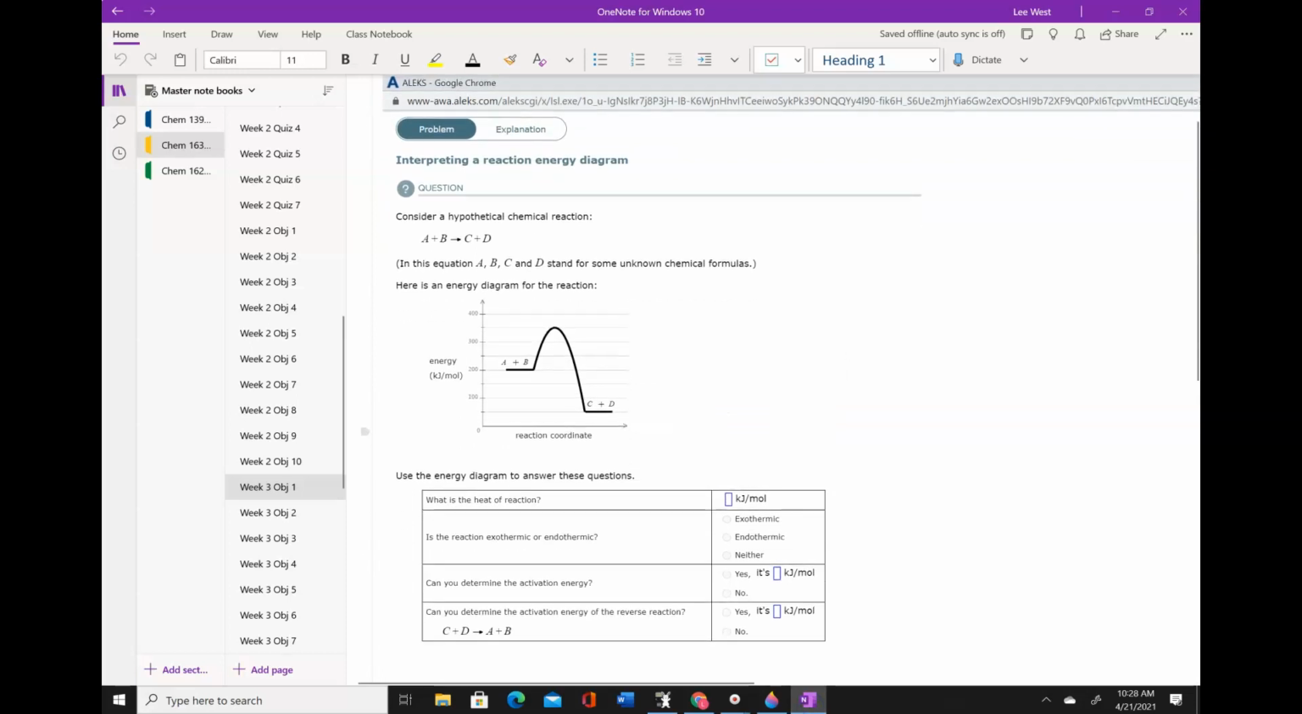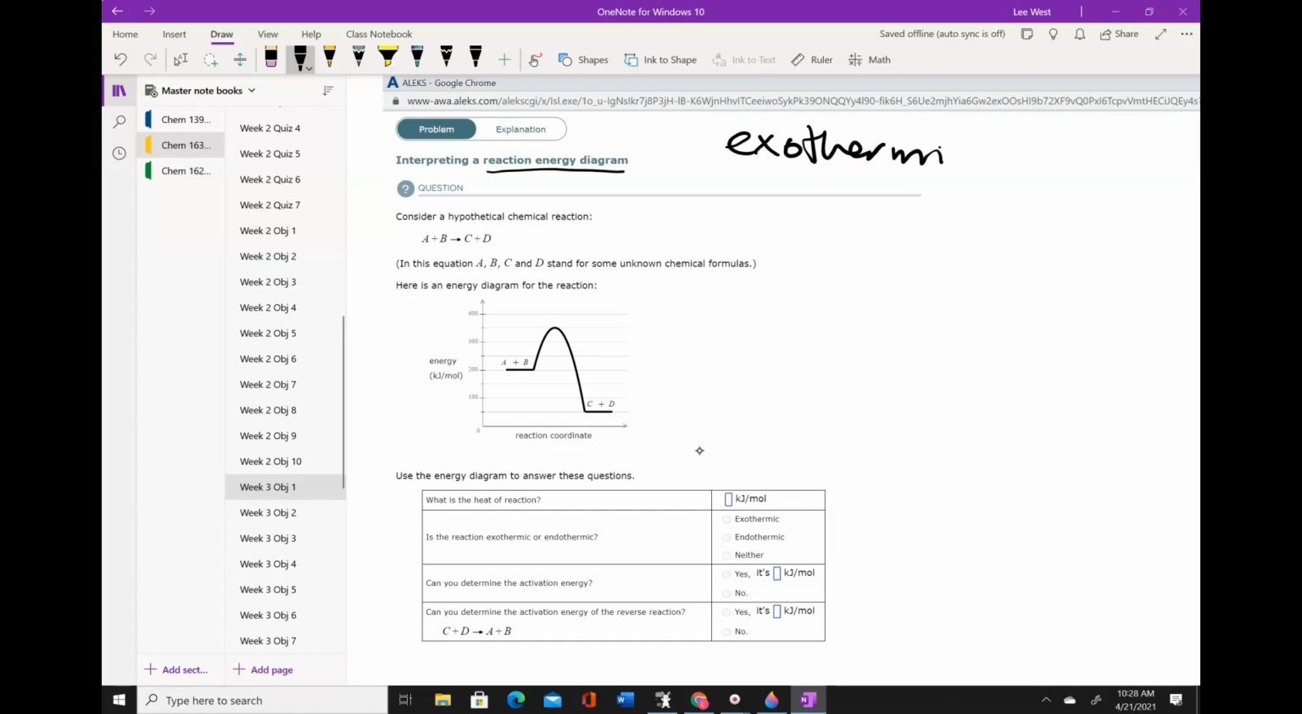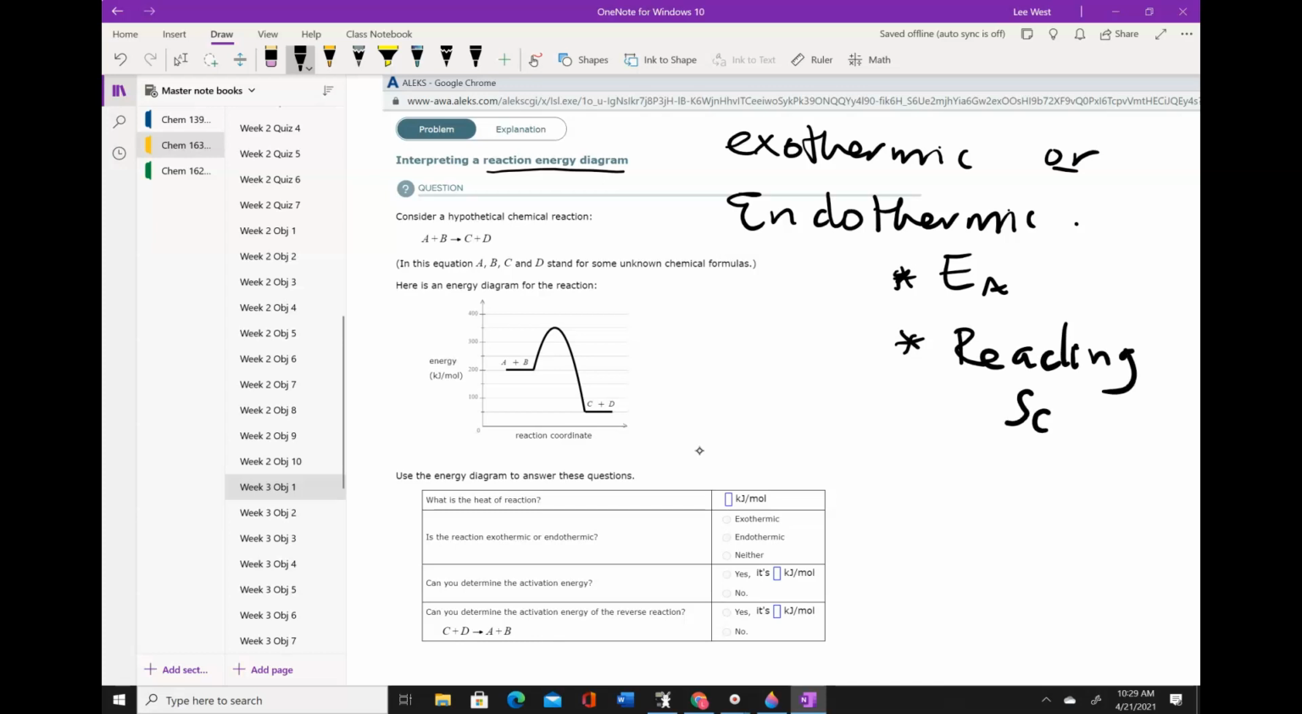So this is simply about interpreting a reaction energy diagram. There are a few things that we're always looking for here, and one of the big ones is: is your reaction exothermic or endothermic? You want to be getting that right consistently. And then identifying the activation energy for your reaction is another big thing, knowing what that means. And also, it sounds really dumb, but reading the scale correctly is often important for these types of problems.